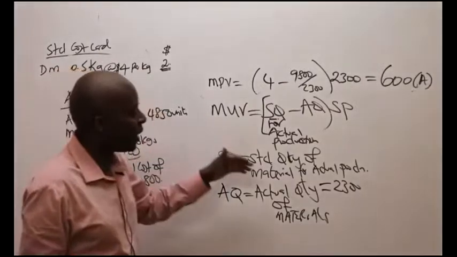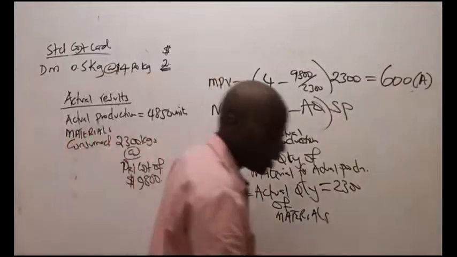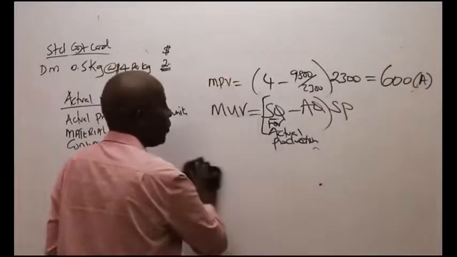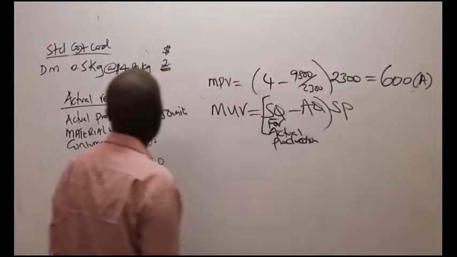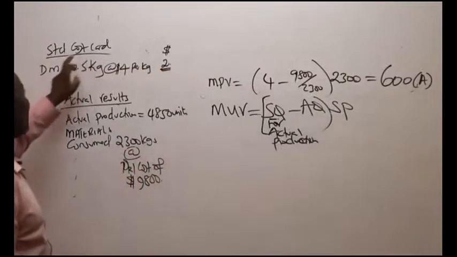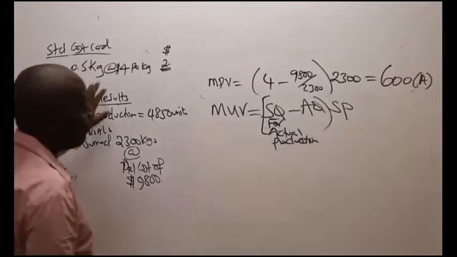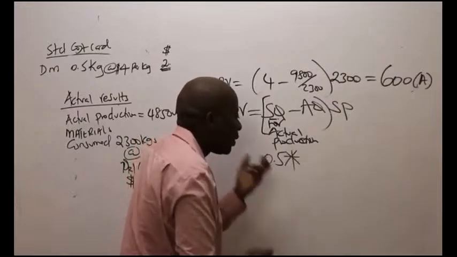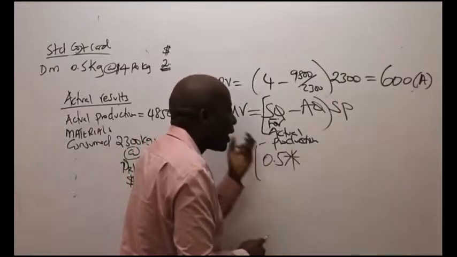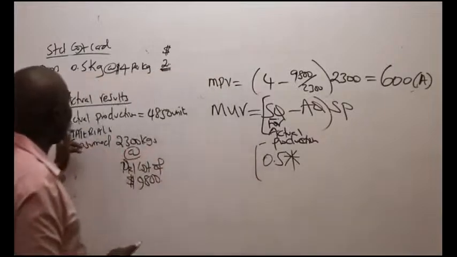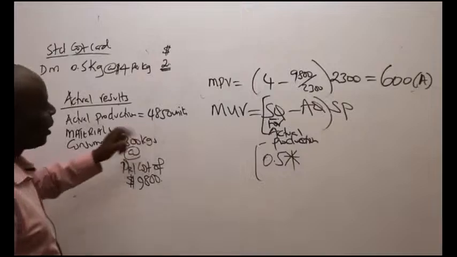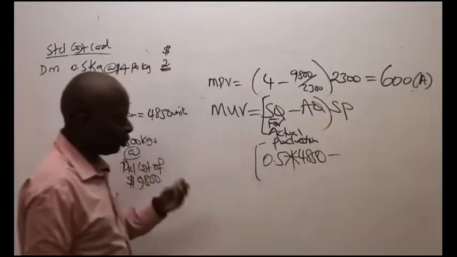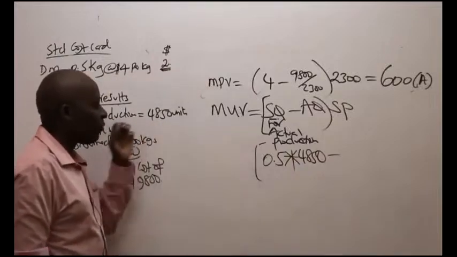So let's come back here. Standard quantity: please go to your standard cost card. If you go to your standard cost card, you'll be able to see the standard quantity. We can see our standard cost card of direct materials. We have 0.5 kilograms. But remember that this standard quantity must always be multiplied with the actual production, the actual number of units produced, which was 4,850.